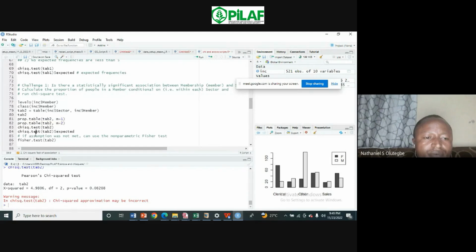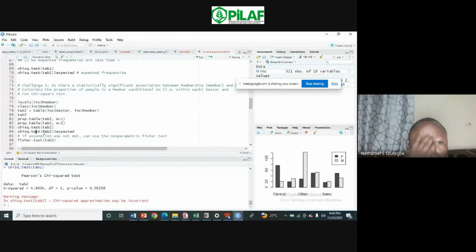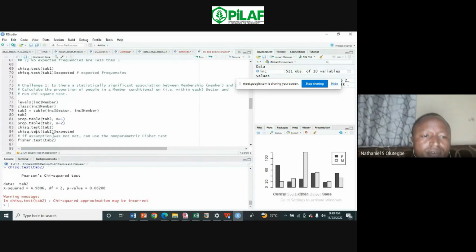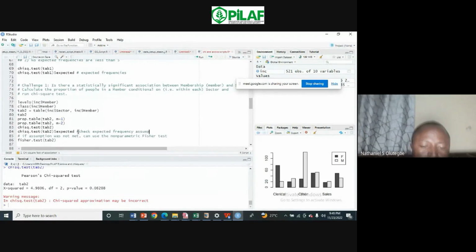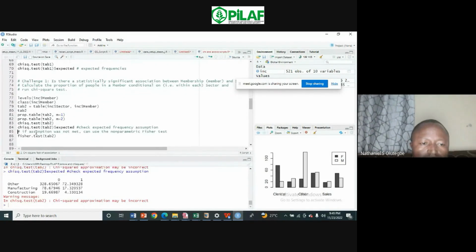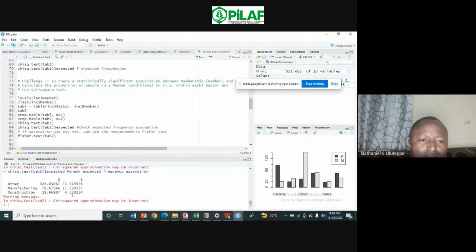One thing we can do is look at the expected frequencies. We know that the two variables are independent, of course. But let's look at the second assumption, that the expected frequency must not be less than 5. We can run this command to check the expected frequency assumption. When we look at this, yes, some are less than 5, and that's why the warning came up.